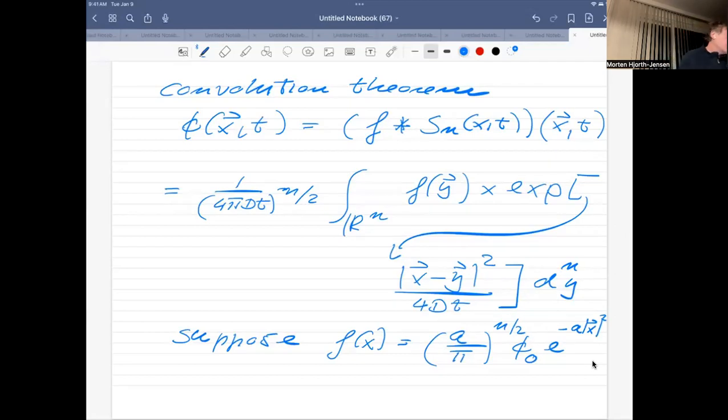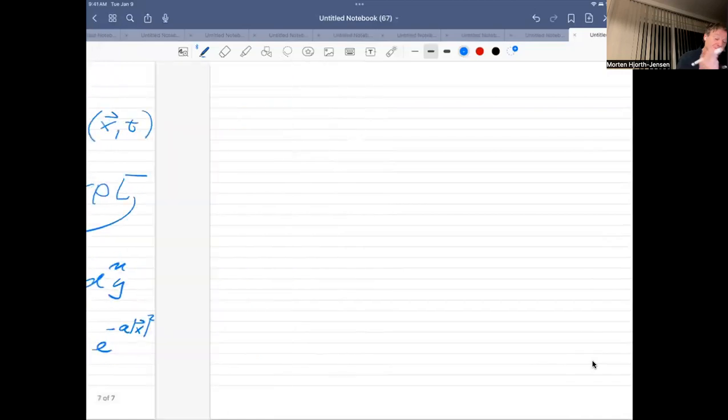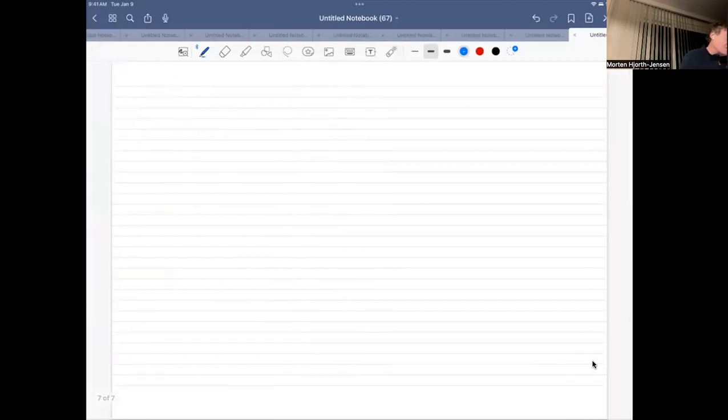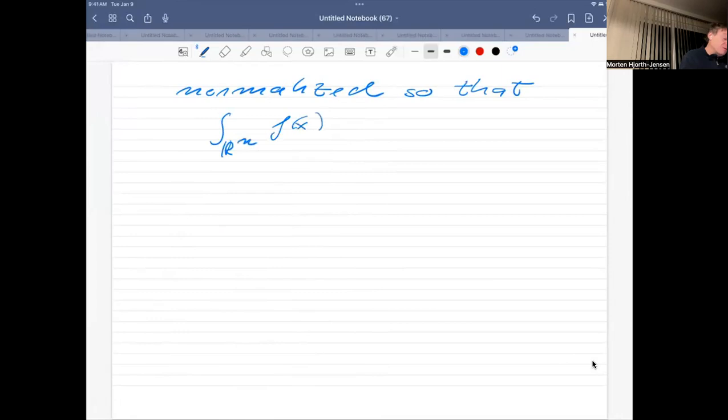If you do this, then besides, we need to have a normalization. So this is normalized. This is normalized so that what we have is an integral over all the coordinates, and then I have an f of x, which is dn of x. And this is normalized so that this is given by phi 0.